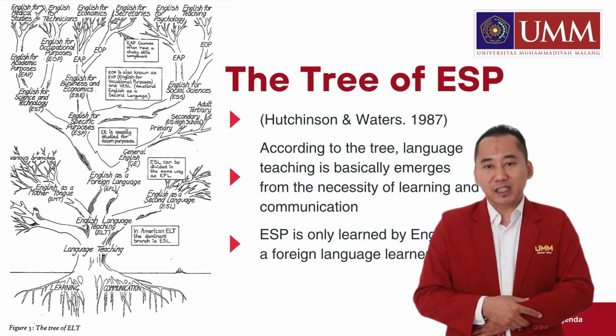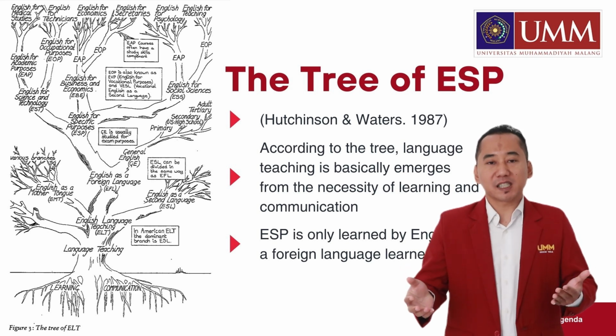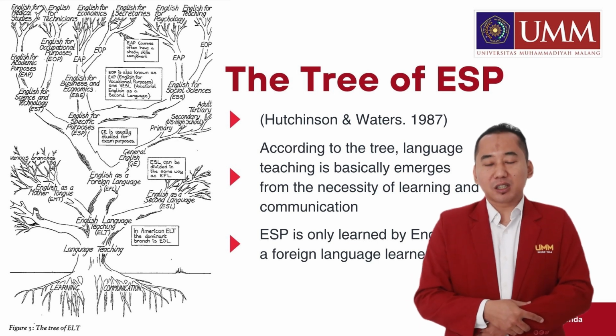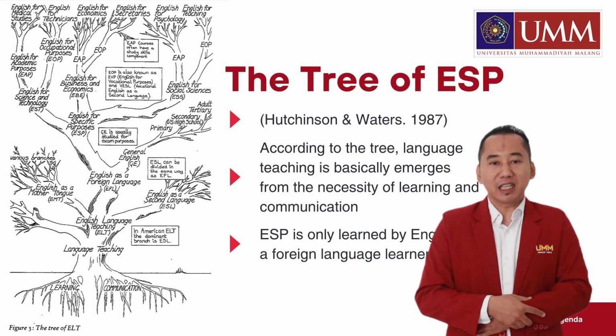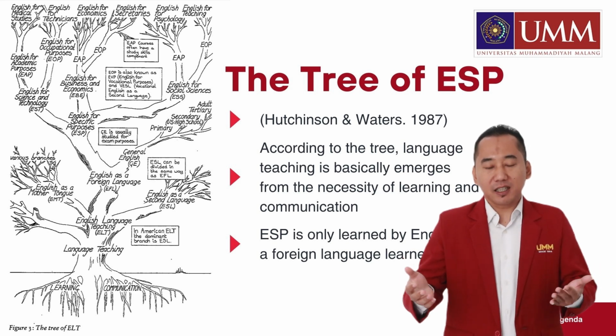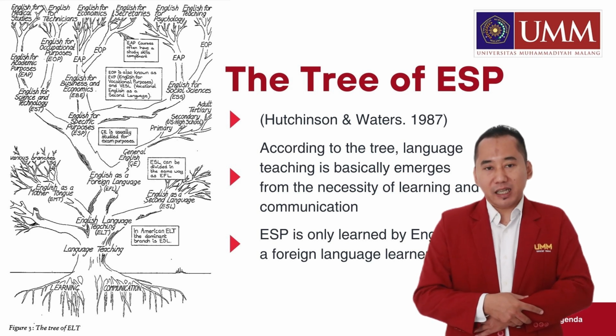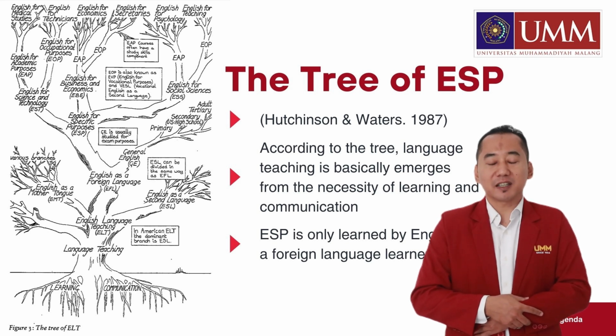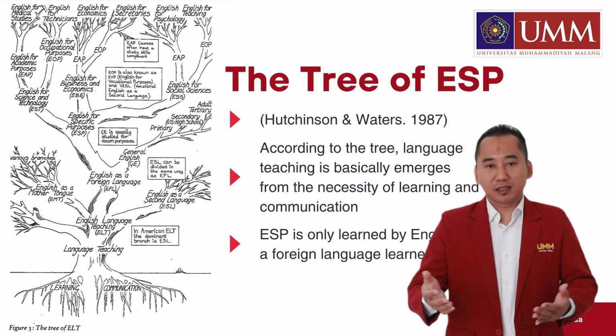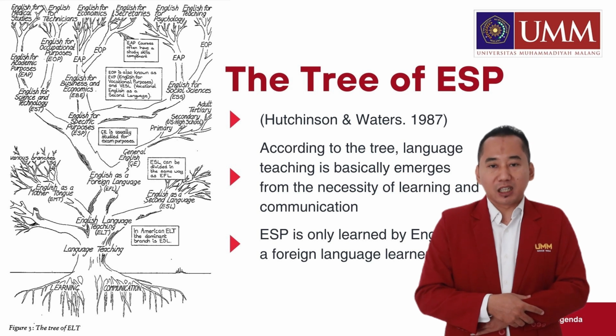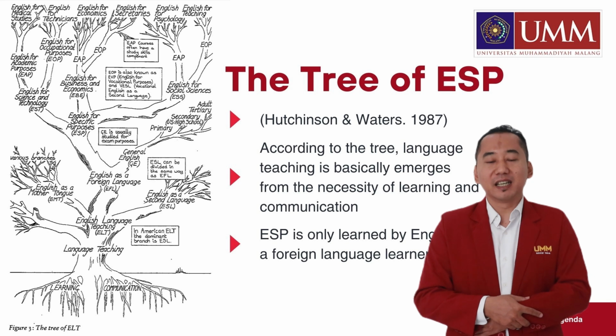ESP is further divided into English for academic purposes (EAP) and English for occupational purposes (EOP). EAP branches include, first, English for science and technology (EST), English for medical purposes, English for business and economics (EBE), English for social sciences (ESS). Then EOP branches include English for technicians, English for economics, English for secretaries, English for psychology, English for teaching.